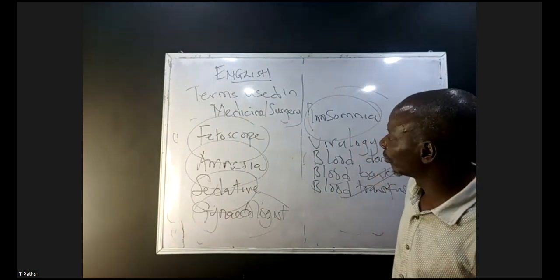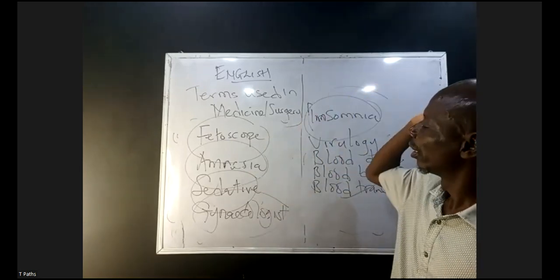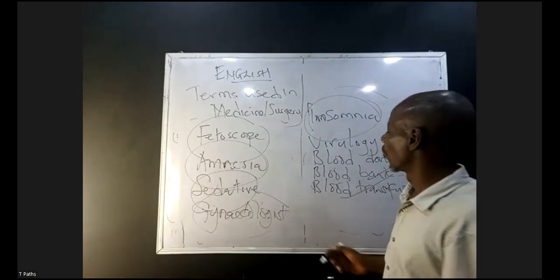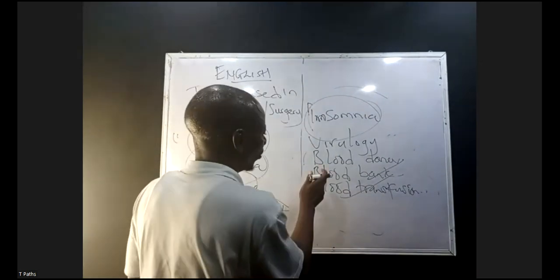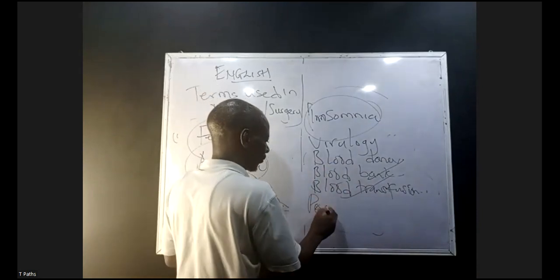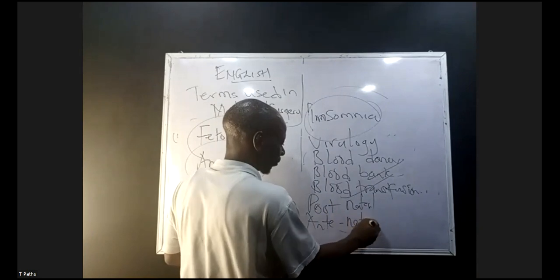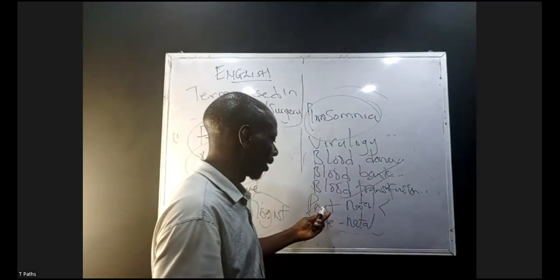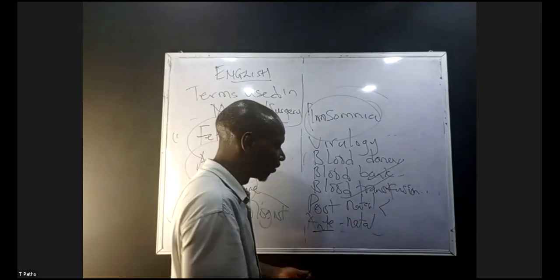So we've talked about stethoscope, anesthesia, gynecologists, cardiologists, orthopedic, sedative. We also have, how many have we talked about? Blood donor, blood transfusion, blood bank, virologist. We have postnatal, antenatal. Postnatal is given to what? A breastfeeding mother after the delivery of the child. While antenatal is given to a pregnant woman before delivery.